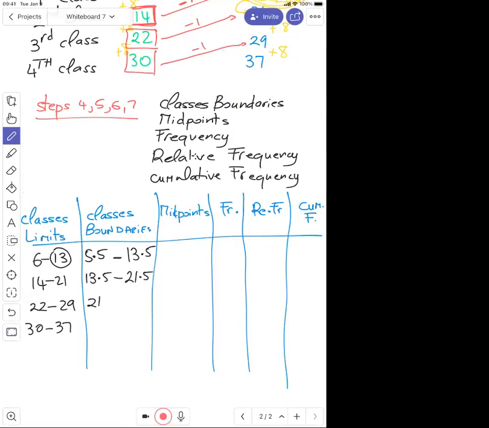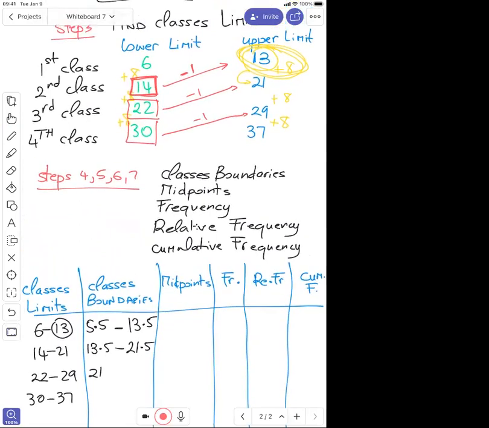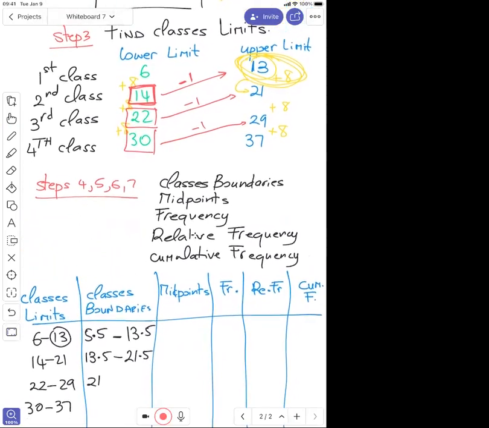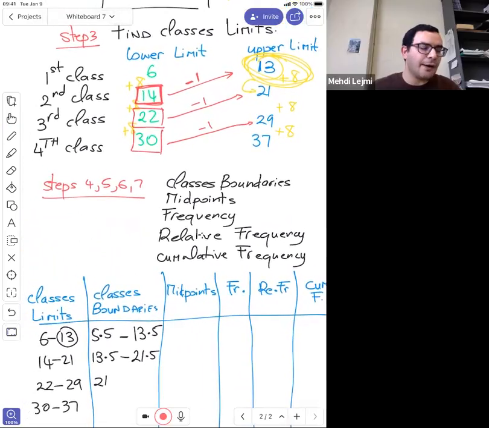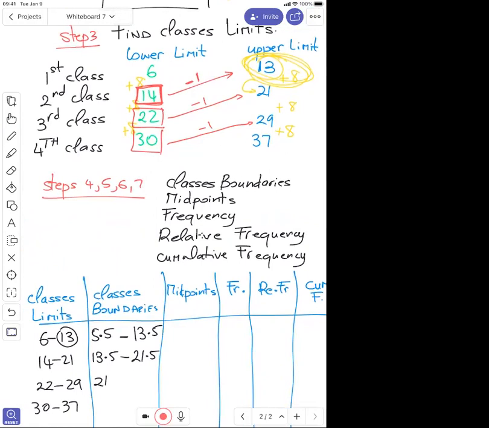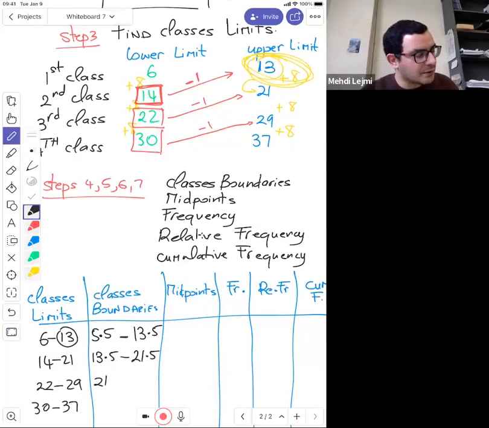How do I get to 13? I know how to do the class boundaries, but I don't know how I pick out the numbers so that I could line it up to make it 6 to 13, 14 to 21.